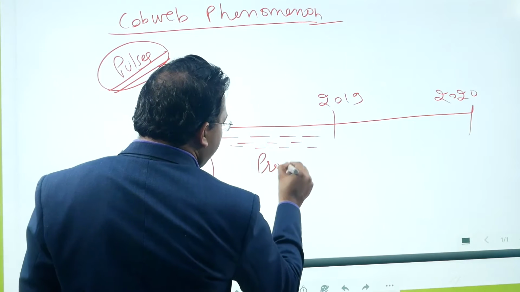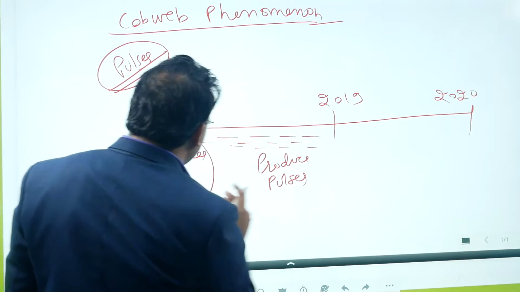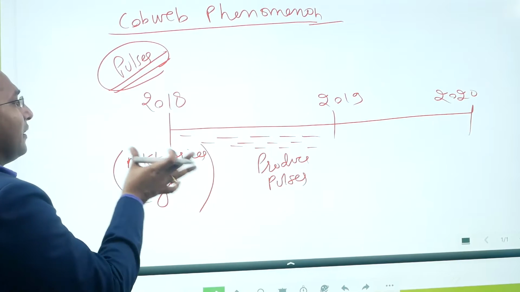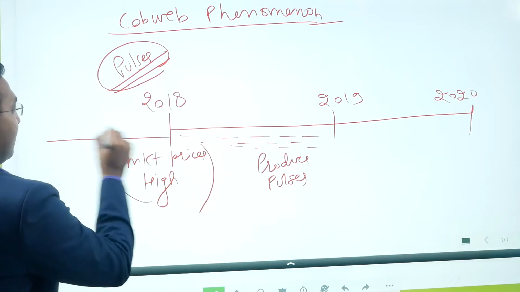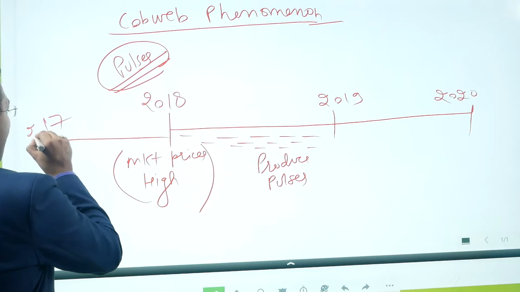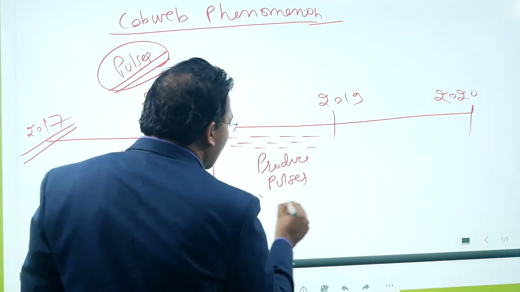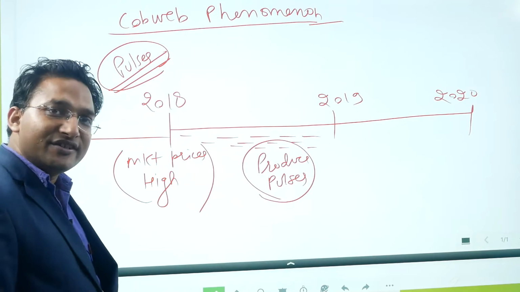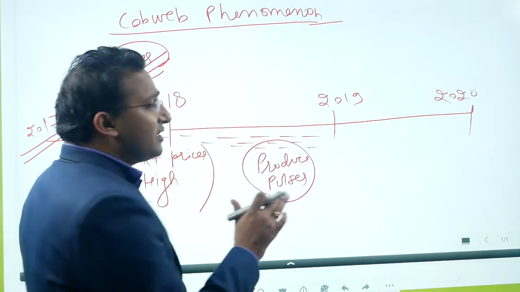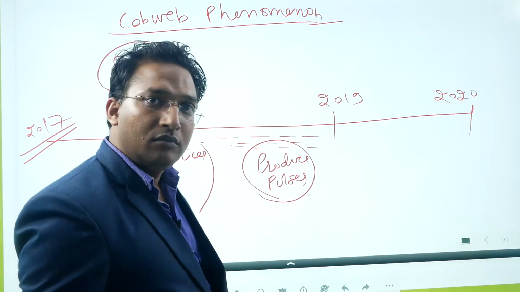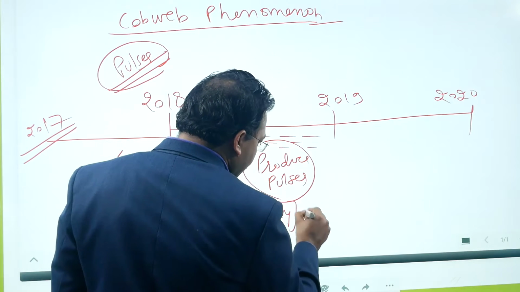So they will produce pulses during this season because they can see that market prices of the pulses are high during 2018. So between 2017 and 18, the market prices have been quite high. So they are expecting that these prices will remain high. Therefore, they produce the pulses in expectation of the high prices. Now, when more and more farmers start producing the same crop, suddenly the supply becomes very high.